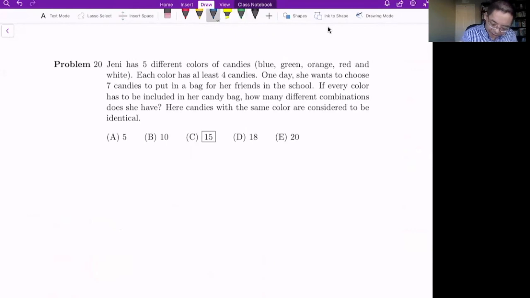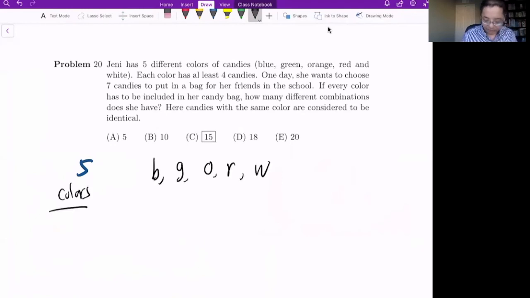Okay, so here we have 5 different colors, right? We have blue, green, and orange. So 5 colors: orange, red, and white, okay? Now we want to add them together. So I have this plus this plus this plus this plus this equals 7.